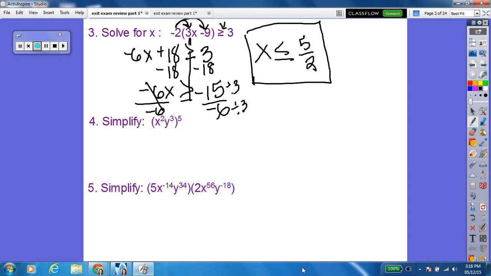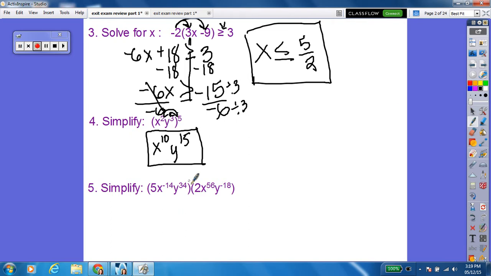All right. Number 4, you have exponent rules here, and this is a power rule. You're going to be multiplying this times itself 5 times. You could write it out 5 times, or you could use your shortcut of distributing a power to a power. So that's the shortcut, x to the 10th, y to the 15th. Very simple, better than multiplying it out 5 times.